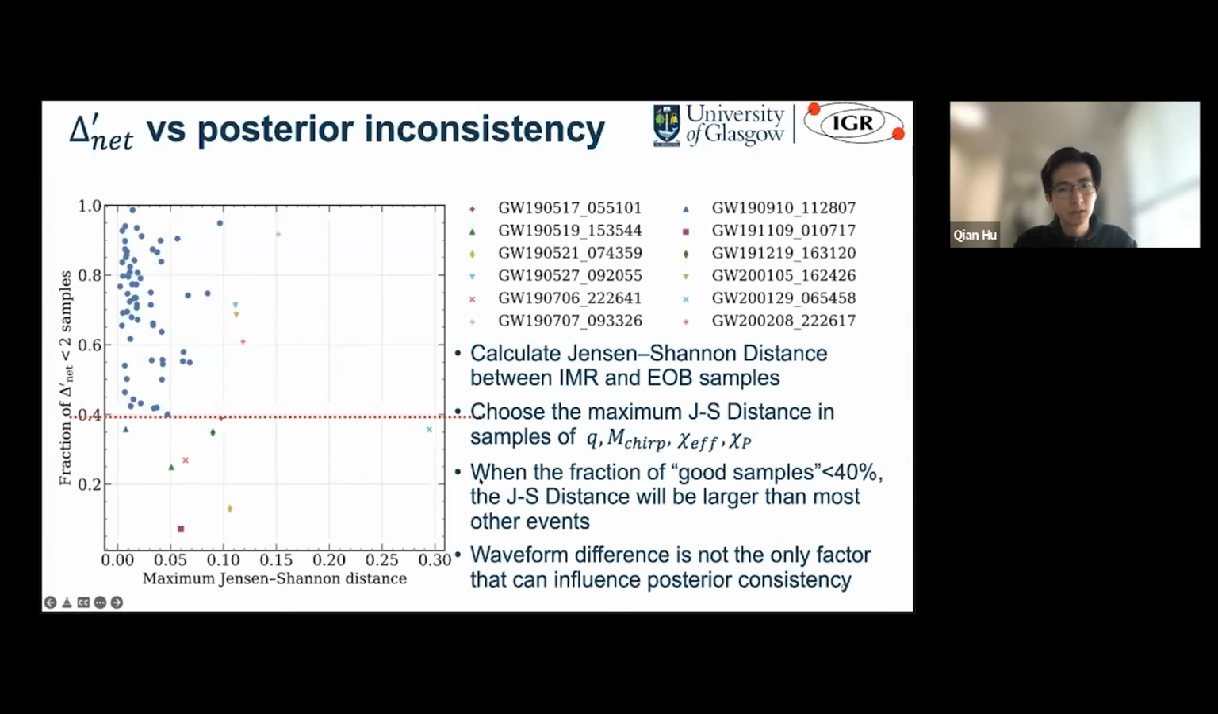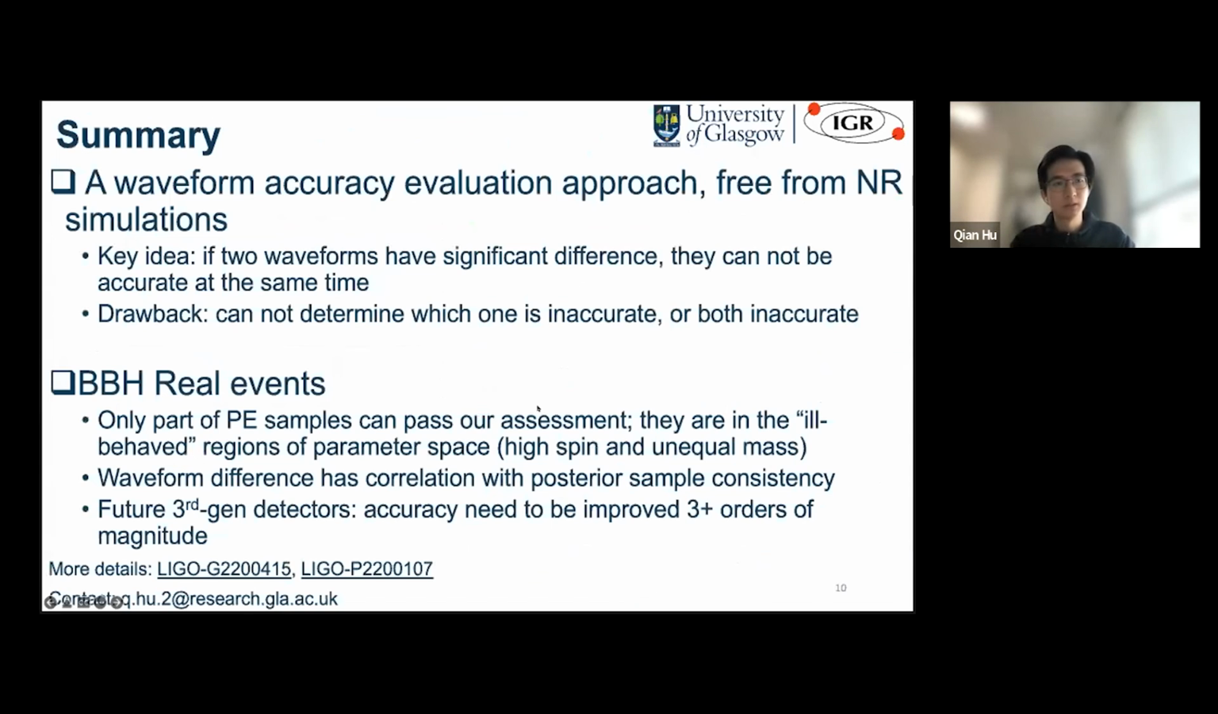Of course, we know the waveform difference is not the only factor that can influence the posterior consistency, but this plot shows at least when the waveform difference is large, it is more likely to get inconsistent estimations from 2 waveform models. So the time is up, so I'll just put a summary here for you to read.